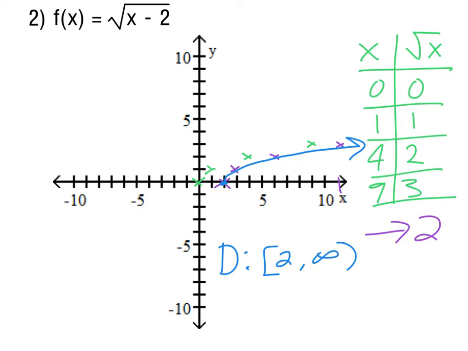So in interval notation we say that goes from 2 to infinity with the bracket to show that 2 is included. The range, likewise, doesn't go below that point at (2, 0). So the lowest that gets is 0. So similarly, the range is limited, but it goes from 0 up to infinity. And so that's domain and range for that one.